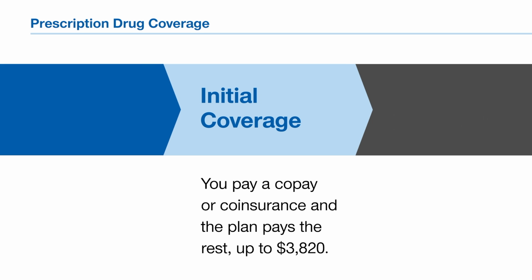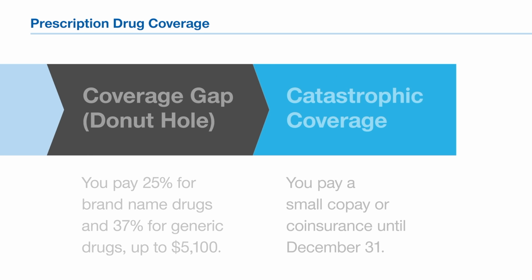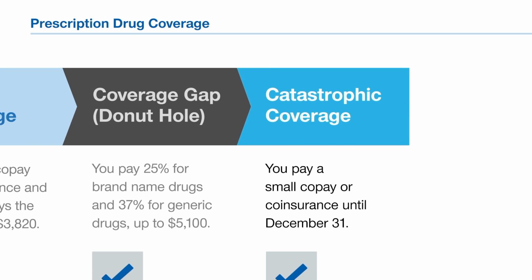$3,820. Once you reach this amount, you enter the coverage gap stage, sometimes referred to as the donut hole. In 2019, you will need to pay 25% of the cost for brand name drugs and 37% of the costs for generic drugs. You stay in the coverage gap stage until your total out-of-pocket costs reach $5,100. Finally, there's a catastrophic coverage stage. After you reach $5,100 in total out-of-pocket costs, you will pay only a small copay or coinsurance amount for the rest of the plan year.